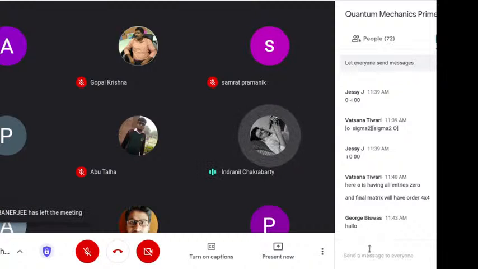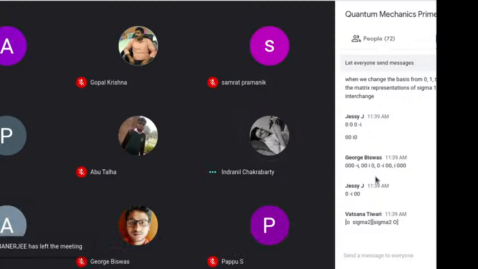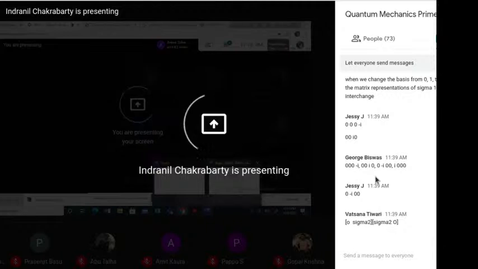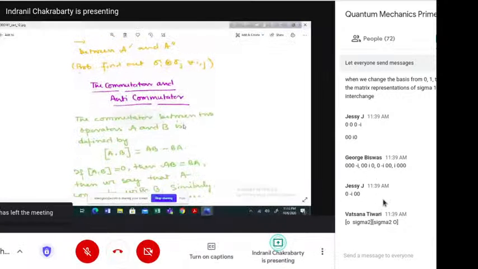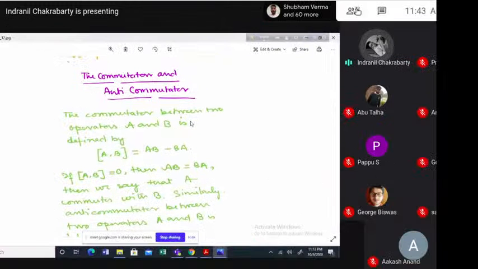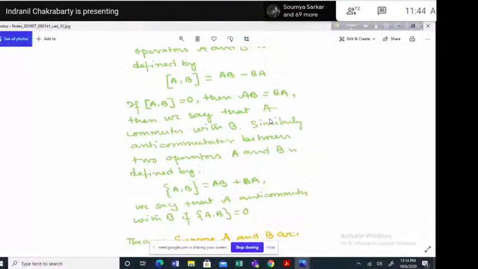Let me come back to where I was last. Okay. Next we will introduce the concept of the commutator and the anti-commutator. The commutator between two operators A and B is defined by AB minus BA.